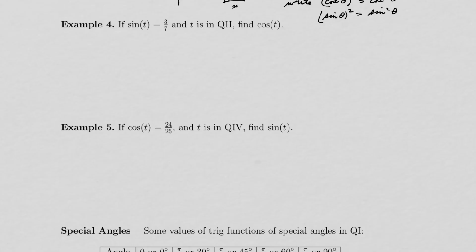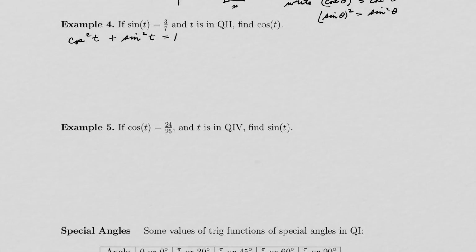All right, let's say we're told that sine of t, where t is the angle in this case, is equal to 3/7, and t is in quadrant 2. Find cosine of t. Okay, so we can actually go right to the Pythagorean identity. We know that cosine squared of t plus sine squared of t is equal to 1, by the Pythagorean identity.